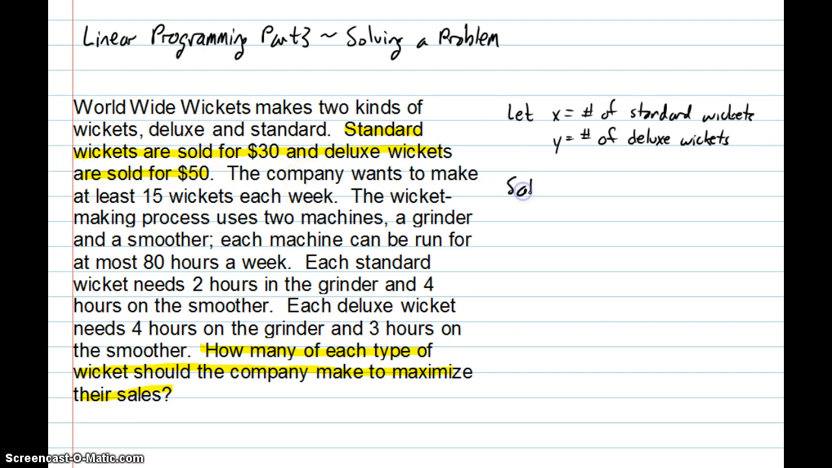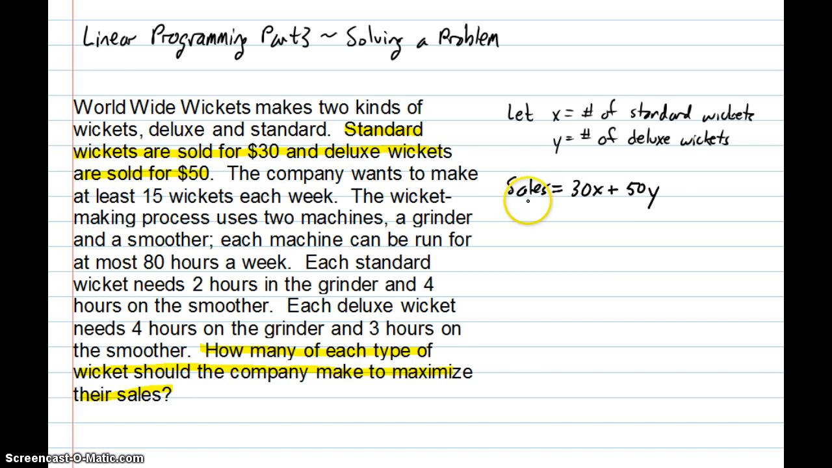My sales are going to be $30 for each standard wicket, and if I multiply that times the number of standard wickets, that's the total sale price for the standard wickets. And I have to add that to the total sale price I get for the deluxe wickets. $50 for each one, so if I multiply that by how many I've got, I get the total. So sales equals 30x plus 50y, and that's the thing I want to maximize. Oh, that looks like that objective function DeCrane was talking about, where it was in terms of x and y, but then it had some unknown quantity.